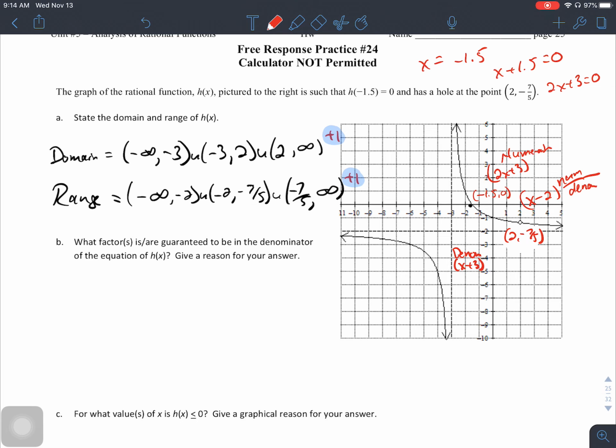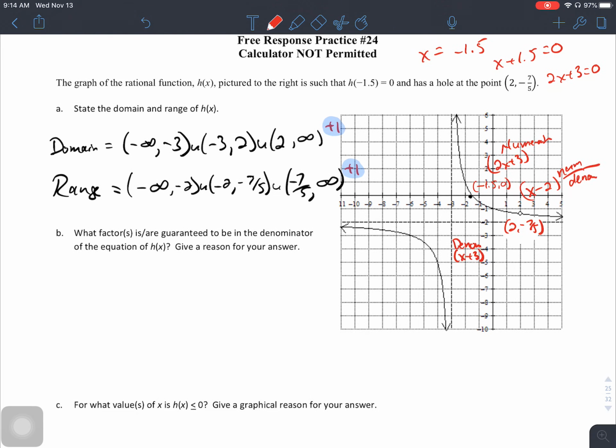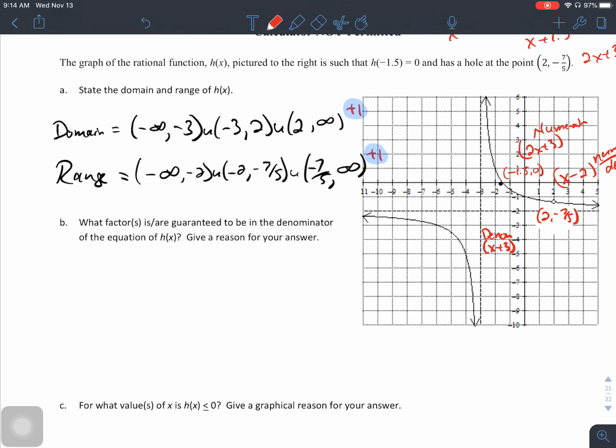And depending on which one, it would affect the lead coefficient, which we won't get into right here. What factors are guaranteed to be in the denominator? And then give a reason for your answer. I'm going to give the reason first. Factors in the denominator cause discontinuities.